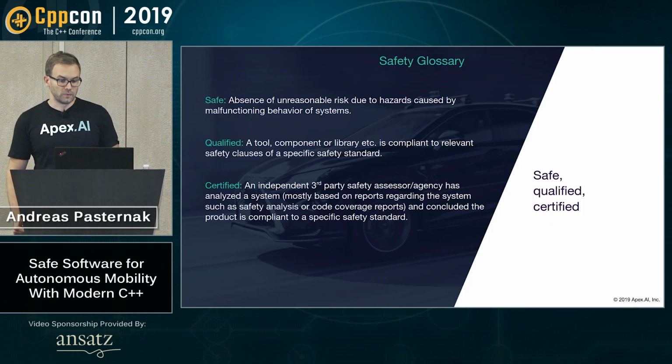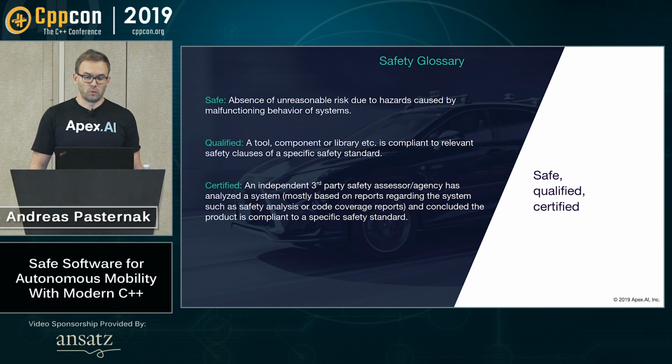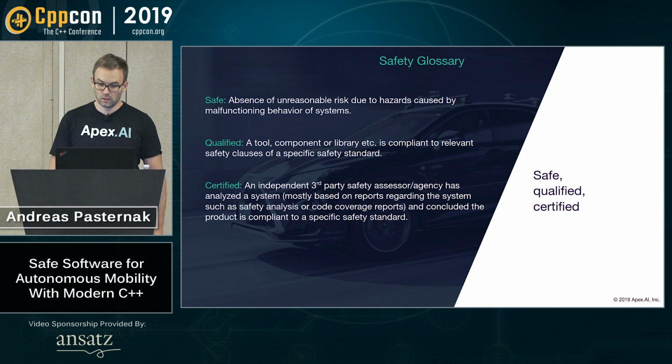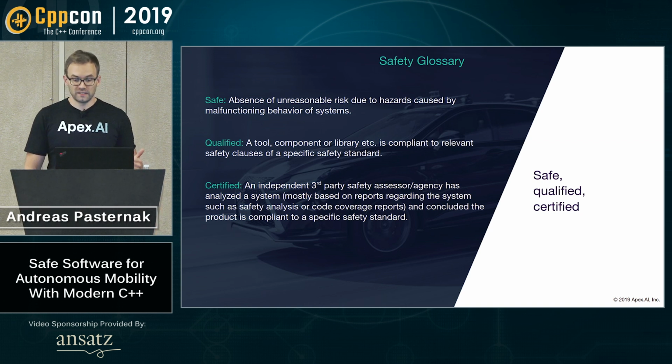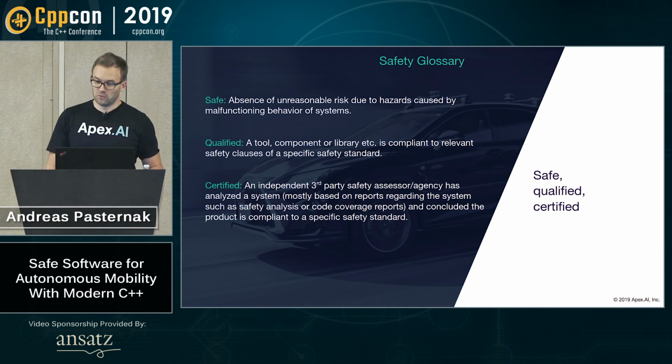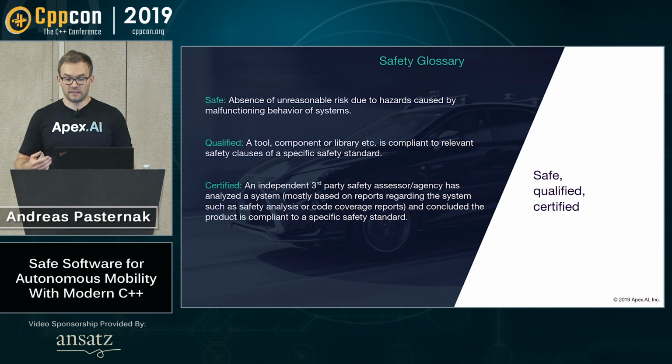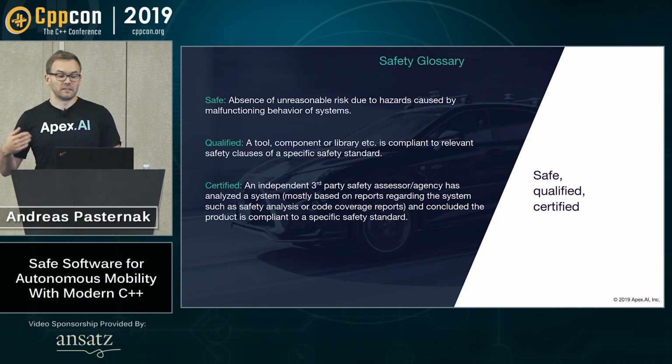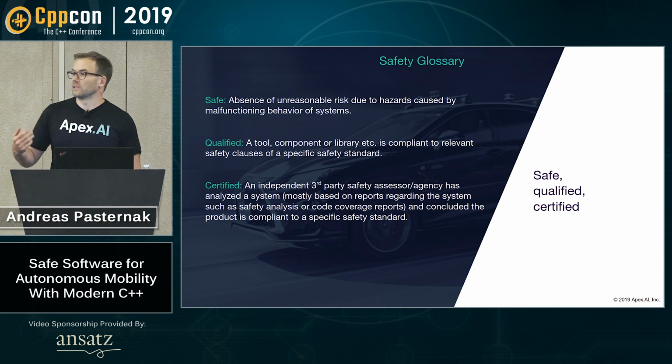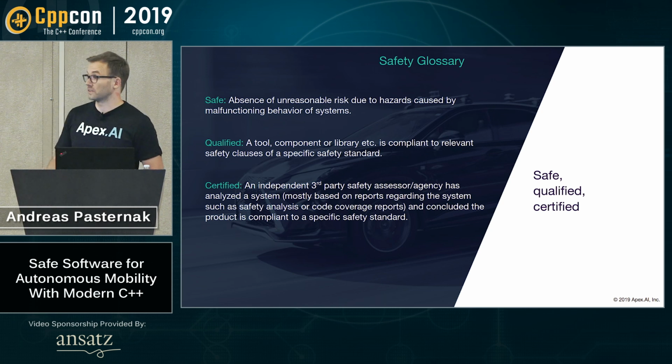Let me introduce some language that is commonly used in safety engineering to help you understand the next slides. Safe means that the risk of injury or property damage if the system malfunctions is not unreasonable. And unreasonable depends, for example, on how likely an injury to a human is and how bad this injury will be. I'll make a few examples.